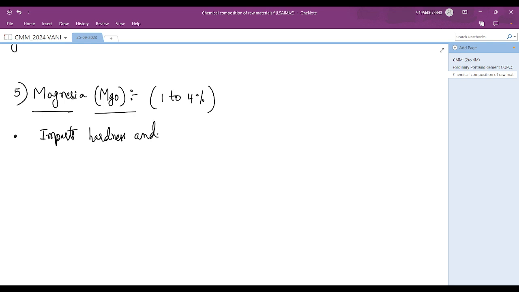and also a yellow tinge color. And excess of this magnesia causes unsoundness.